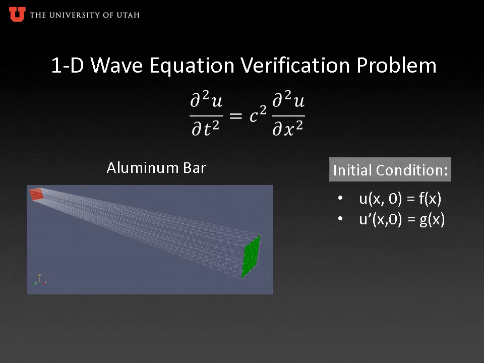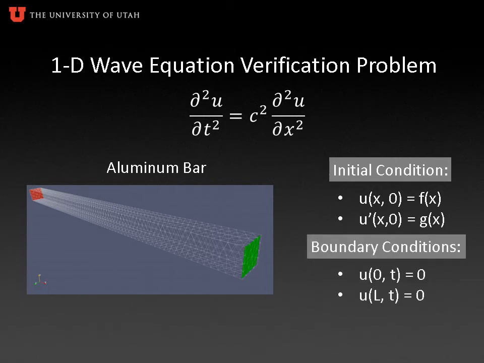The bar features an initial position, f of x, and an initial velocity, g of x. The bar is built in on both sides such that the boundary conditions are zero displacement ends. The displacement of the bar at any time can be modeled using the 1D wave equation. We were unable to complete this problem in time due to limitations in Plato's software that needed to be developed and tested before being used in this verification problem.